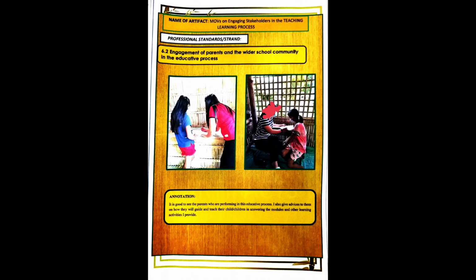Yay! We're on the last artifact, which is all about MOVs on engaging stakeholders in the teaching-learning process. 6.2, engagement of parents and the wider school community in the educative process. So the MOVs or pictures that I presented are the parents who are having their children taught, and I provided annotation for that. So if you want to have those, I can share and give those annotations, those MOVs that you want.